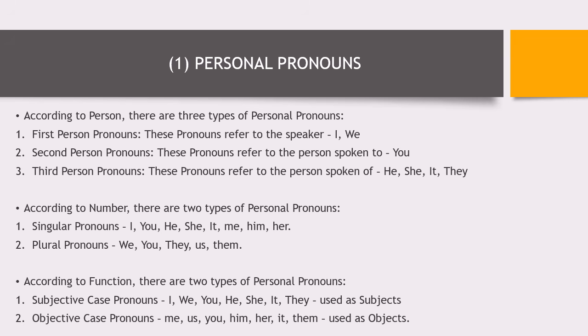According to number, there are 2 types of personal pronouns. Singular pronouns. I, you, he, she, it, me, him, her. Plural pronouns. We, you, they, us, them. According to function, there are 2 types of personal pronouns. Subjective case pronouns. I, we, you, he, she, it, they, used as subjects. Objective case pronouns. Me, us, you, him, her, it, them, used as objects.